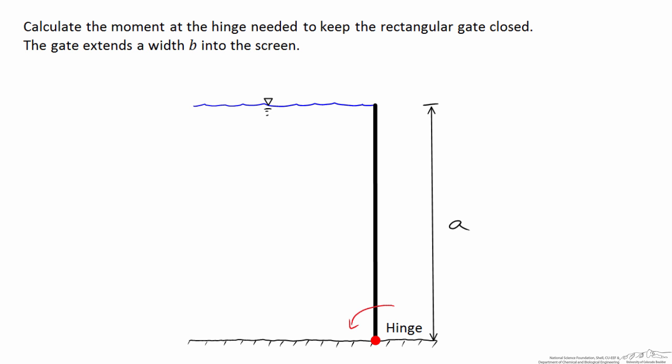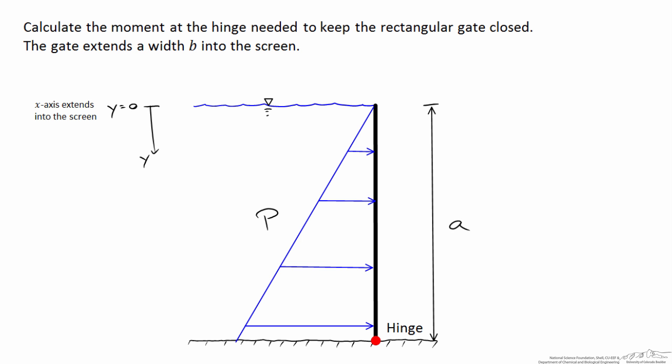And the gate extends a width of b into the screen, and the height of the gate is the same as the height of the water, height a. Let's define a coordinate axis. We've got y equals 0 at the top. It extends a length y below the surface of the water. The x-axis extends into the screen.